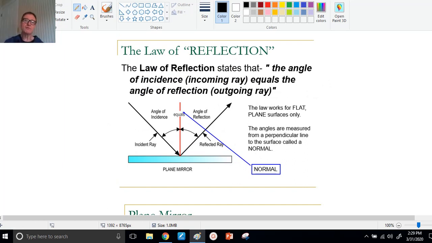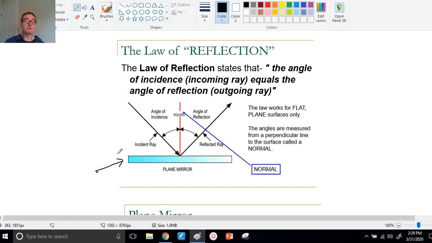So we're all familiar with mirrors, right? Over here we have a diagram of a plane mirror that's in blue. And what happens when light hits a mirror is it is reflected. Not all of it is reflected, but a certain percentage of it is reflected. That's what makes it a useful mirror.